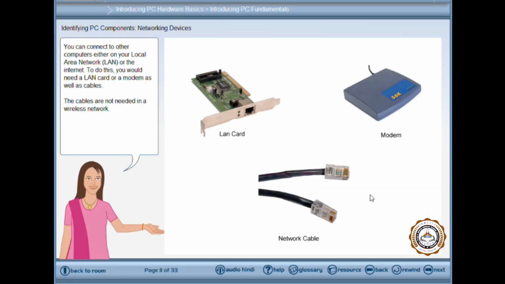You can connect to other computers either on your local area network or LAN or the internet. To do this, you would need a LAN card or a modem as well as cables. The cables are not needed in a wireless network. Now that you know about the various components of a PC, click Next to check your understanding.